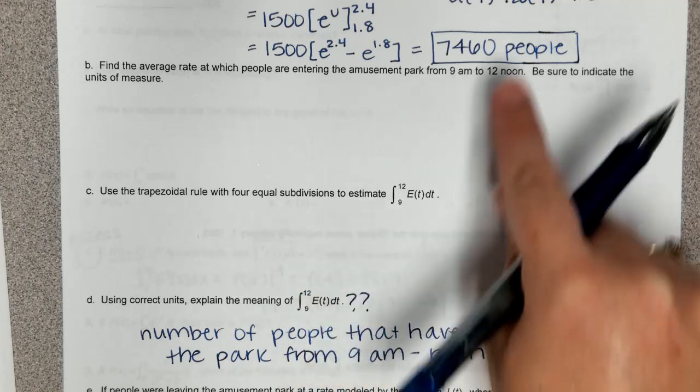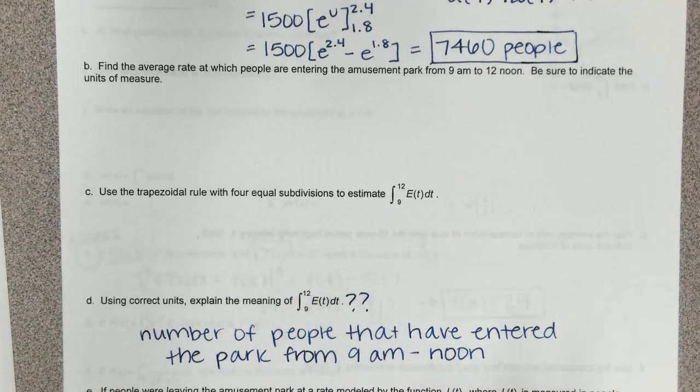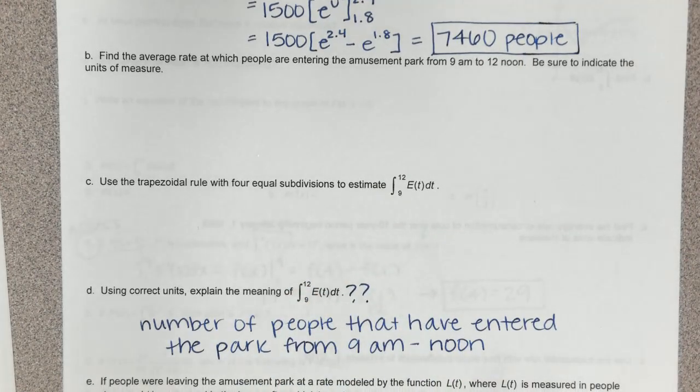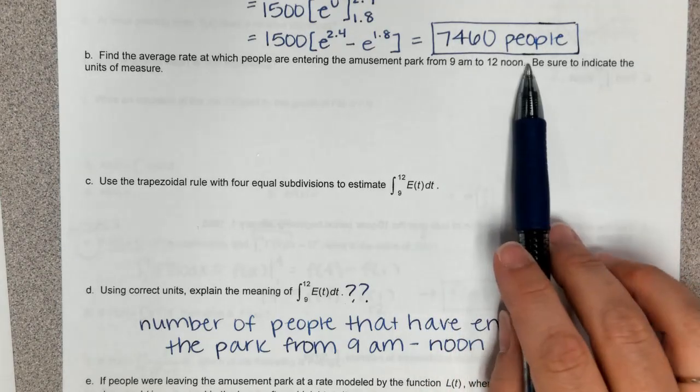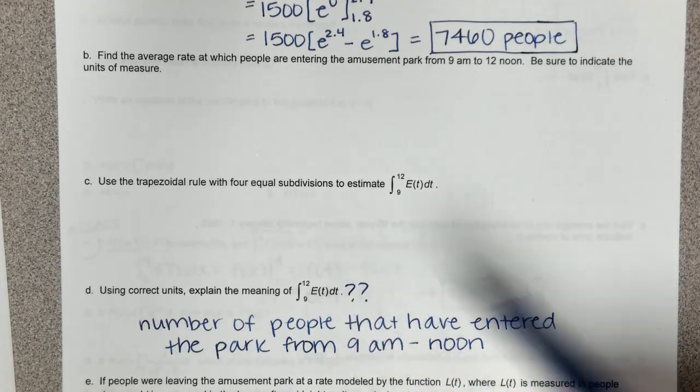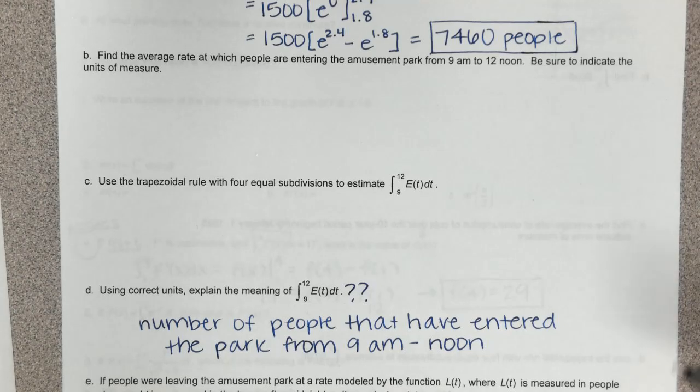No, it is not. Why is that not the total number of people in the park at noon? And the answer is because people leave. People start leaving. I don't know why they're leaving. Maybe they left something in their car. Maybe the baby needs a nap, whatever. But people are coming in and now people are starting to leave. So this is just the total number of people that have entered the park in those first 3 hours. It doesn't mean that that's the total number of people that are in the park at noon.